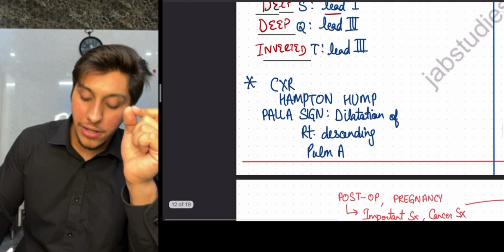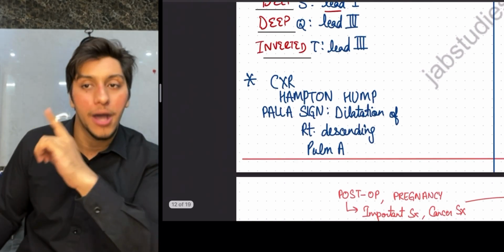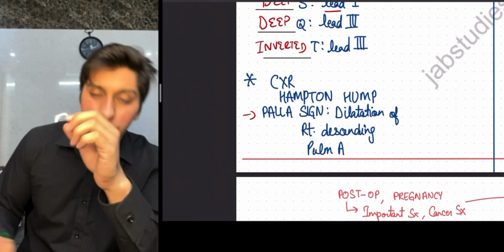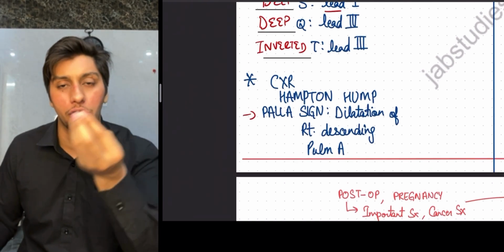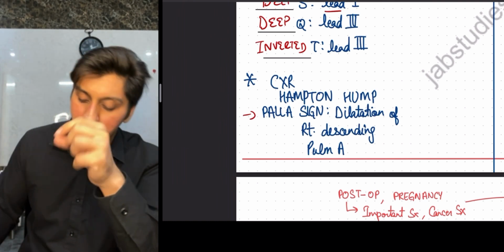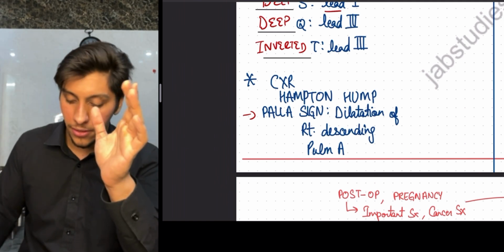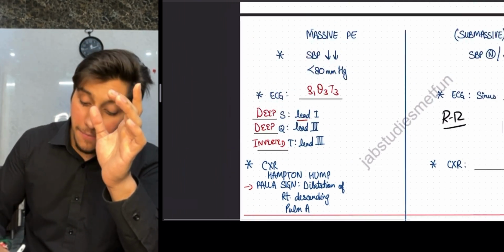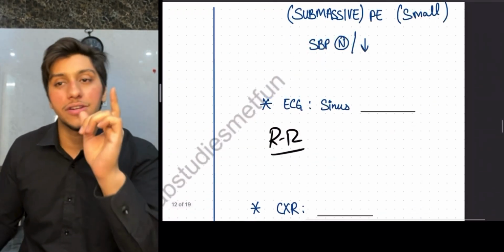Okay, what are the classic X-ray features? You will see a Hampton hump. You will see Palla sign, which I told you, the common part where the thromboembolism is there. Obviously, that area is also going to get dilated. That is going to be a dilatation of the right descending pulmonary artery. Okay, if you talk about the features in submassive pulmonary embolism, the vitals are going to be stable.